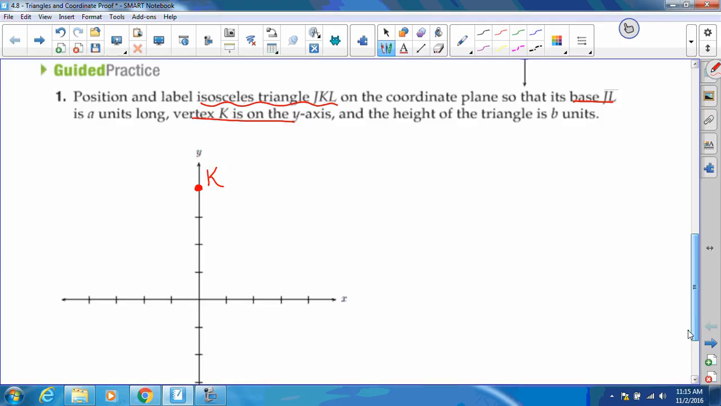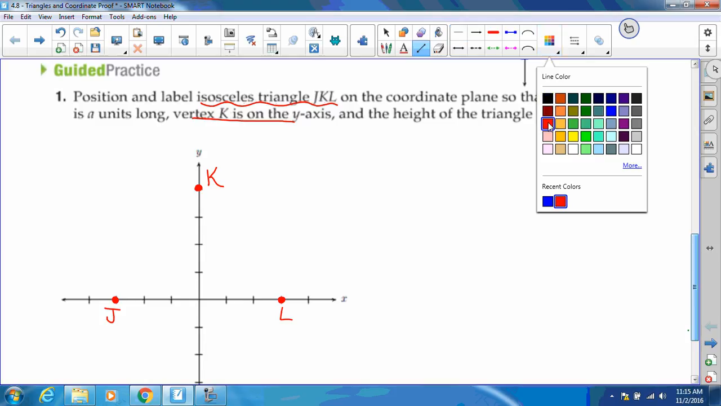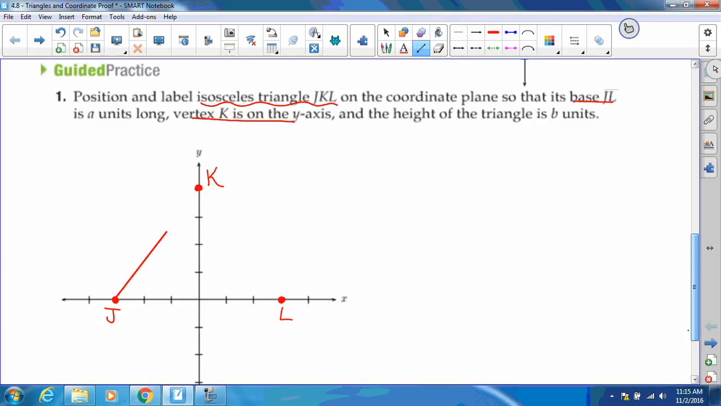That means J and L have to go on the base. To make things simple, you want to get things on axes as much as you can because those are the easiest points to find. So I'm going to put J and L equal amounts away from the origin. So here will be J and here will be L. You could have had L on the left and J on the right. It doesn't matter. So I'm going to connect these points, and then we're going to work on finding the coordinates of these points.